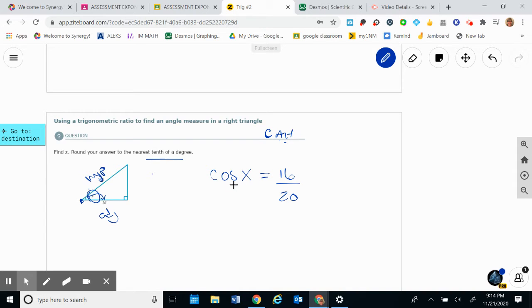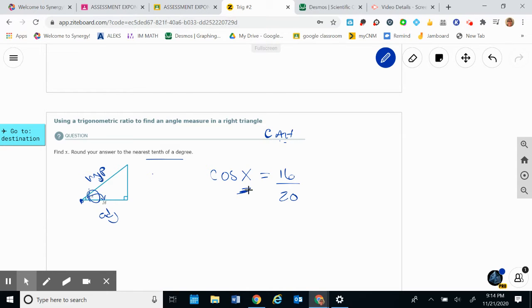Okay, 16 over 20. And so it says to the tenth of a degree. So here's the thing. We know what the cosine of x is. It's 16 over 20, but we're not asking for the cosine of x. We want x. You can't divide by the word cosine because that's not a thing. That's like dividing by addition. That makes no sense. Okay, it's telling you that the ratio is equal to this.